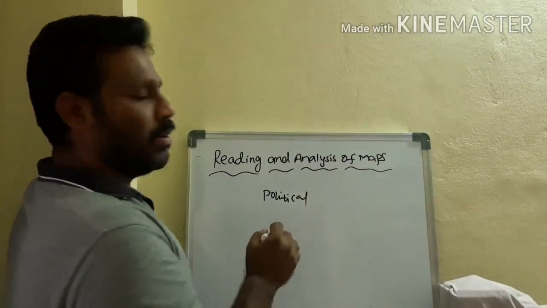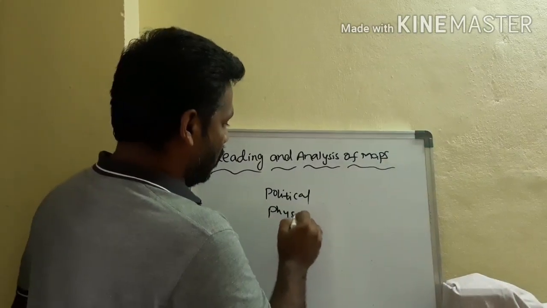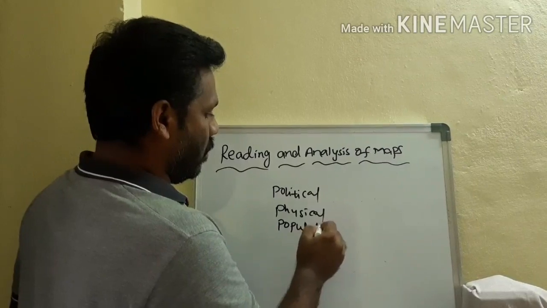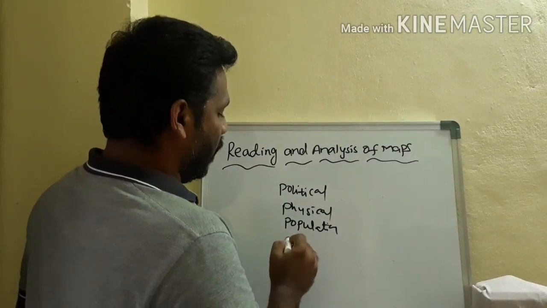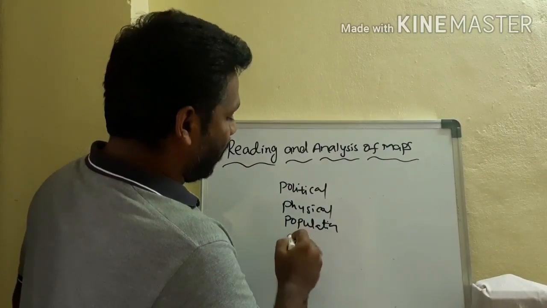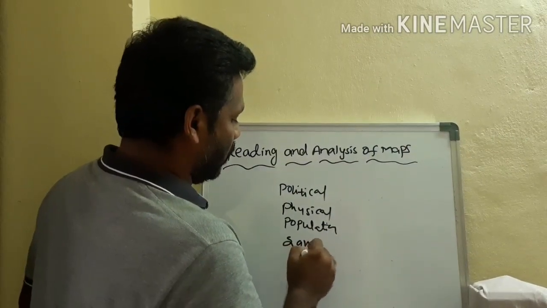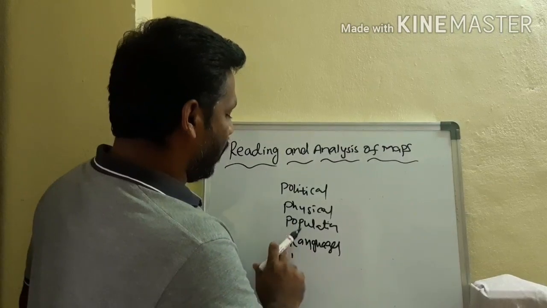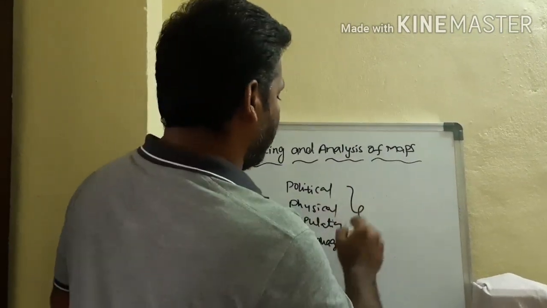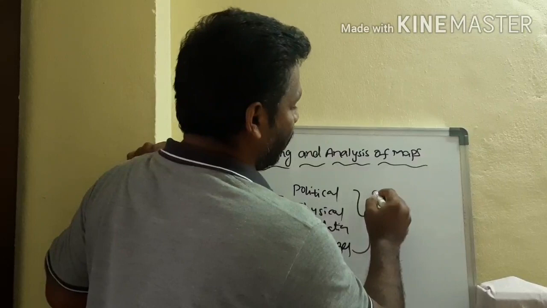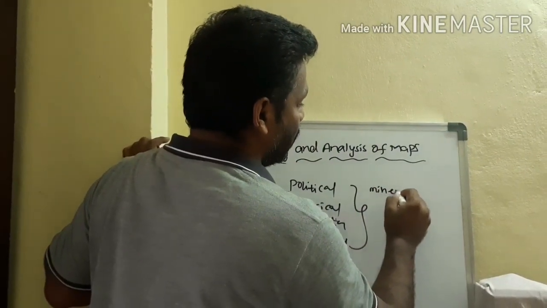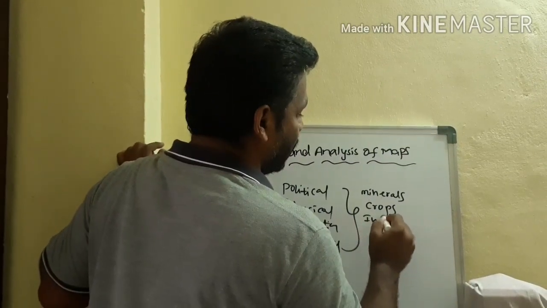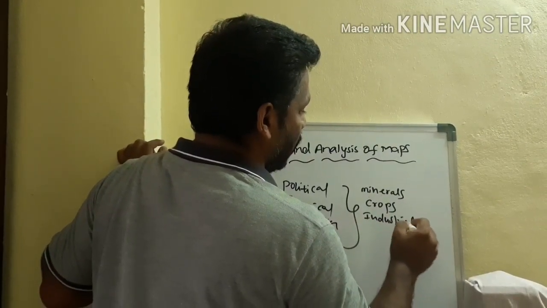We have political maps, physical maps, population maps, and maps showing those who speak different languages. As per that, we can find all the different types of maps. They show different types of minerals, crops, and industrial areas. We can show all this.